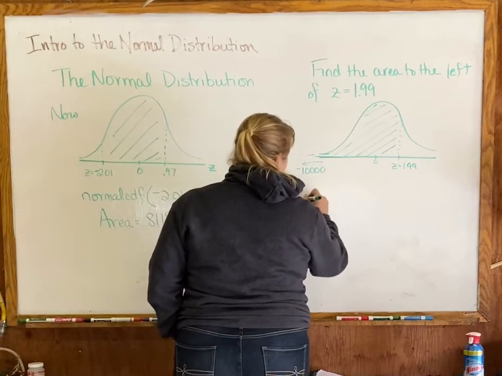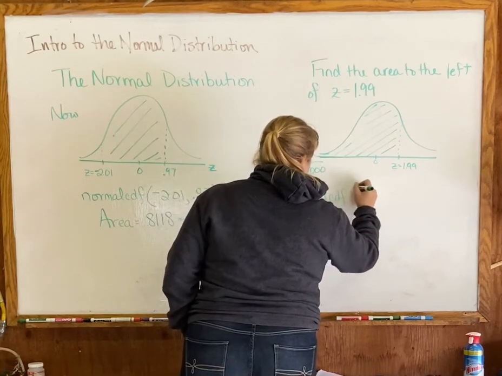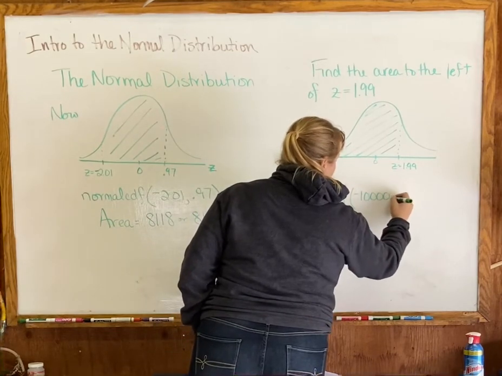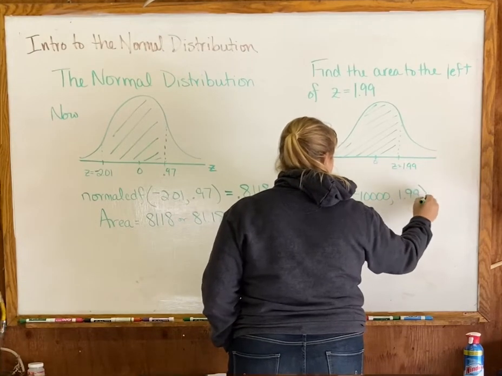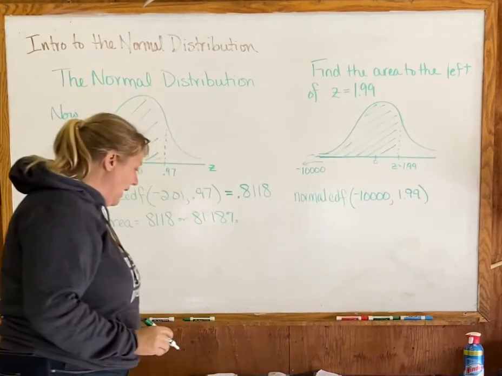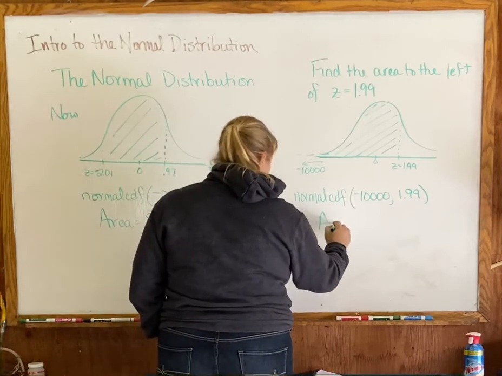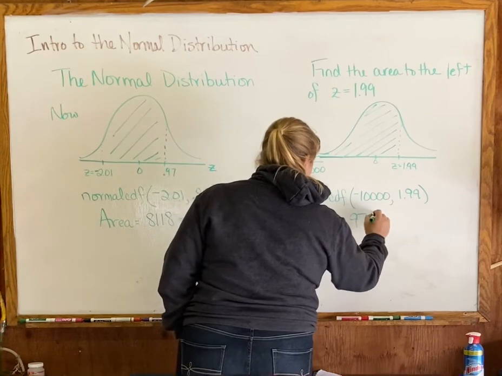So we're going to go to our normal CDF. For our lower limit, we're going to put in negative 10,000, comma, our upper limit will be 1.99. We stick that into the old calculator, and this time I get an area of 0.9767.